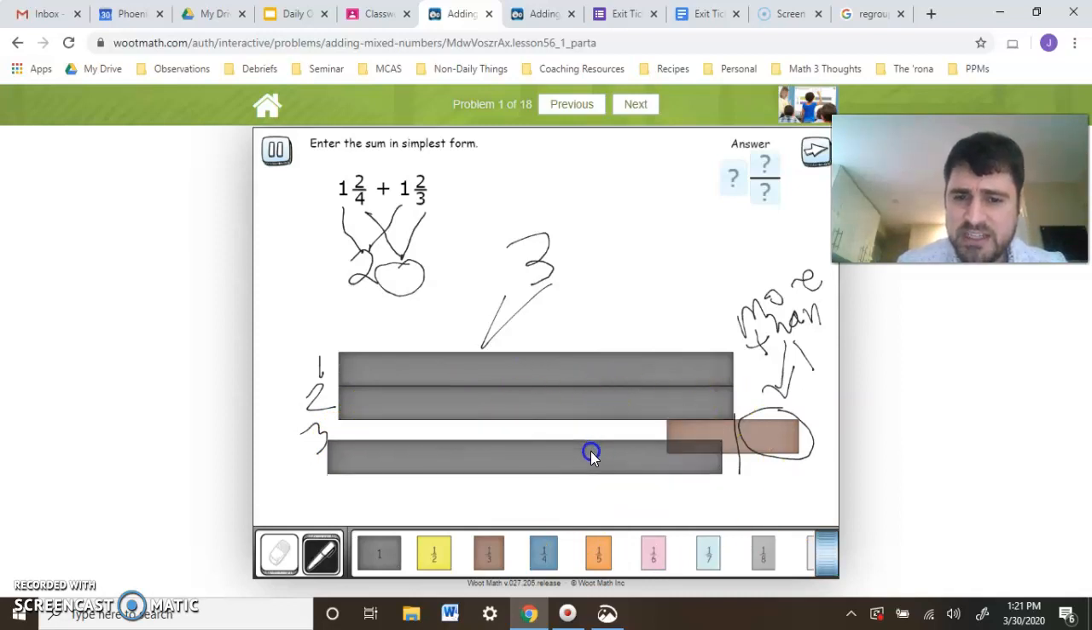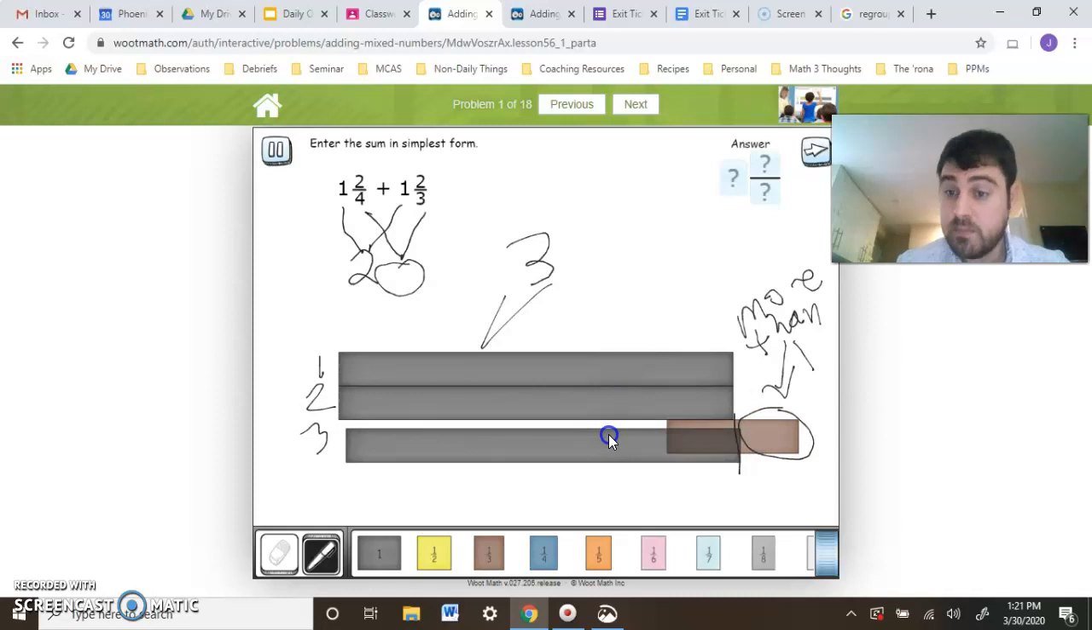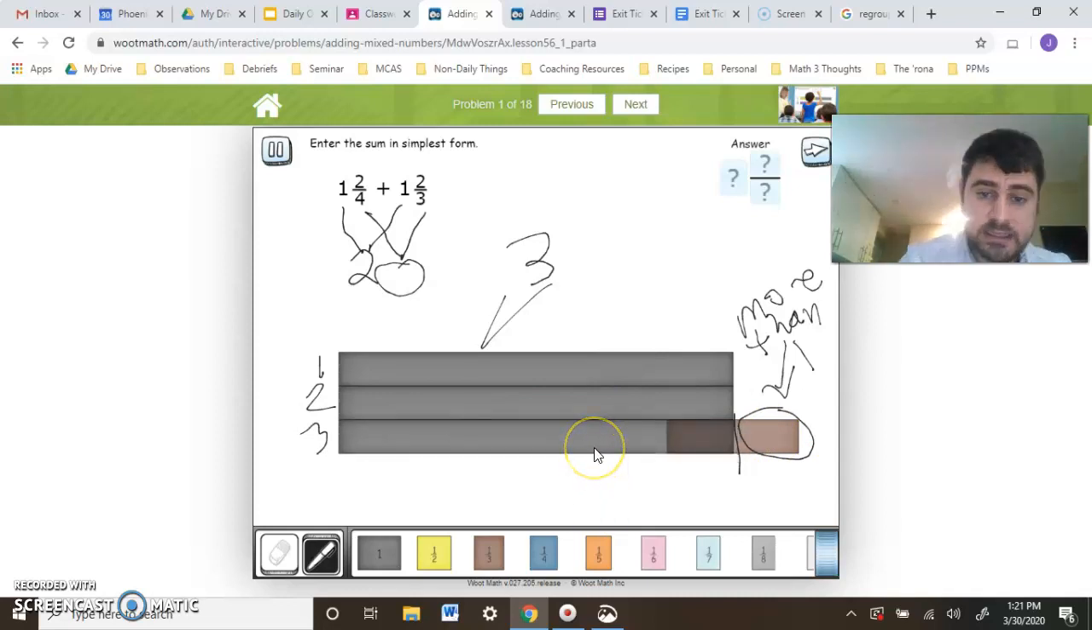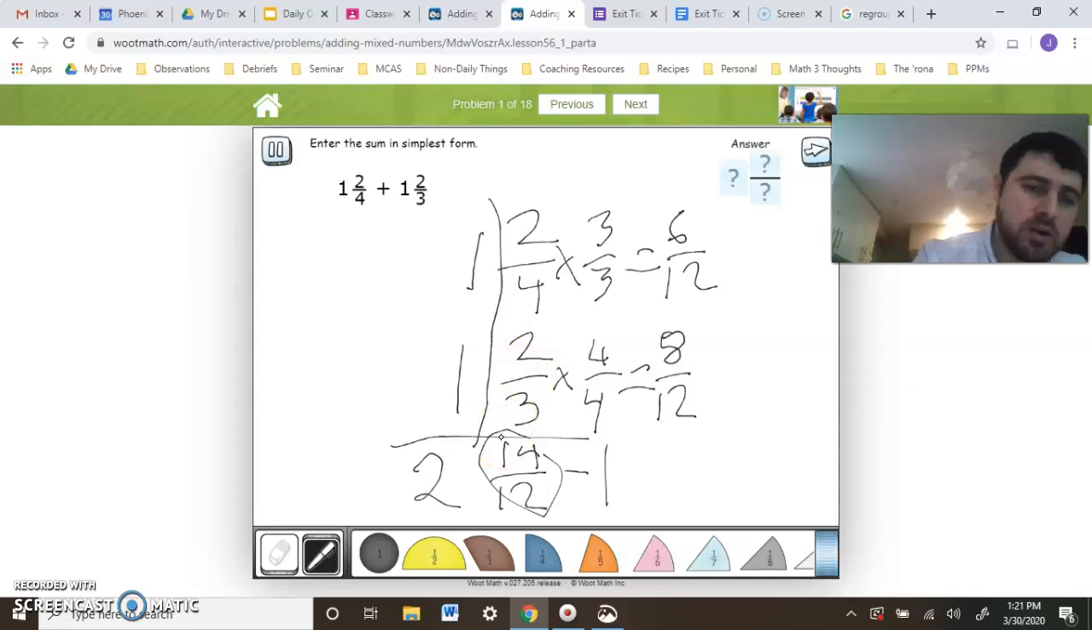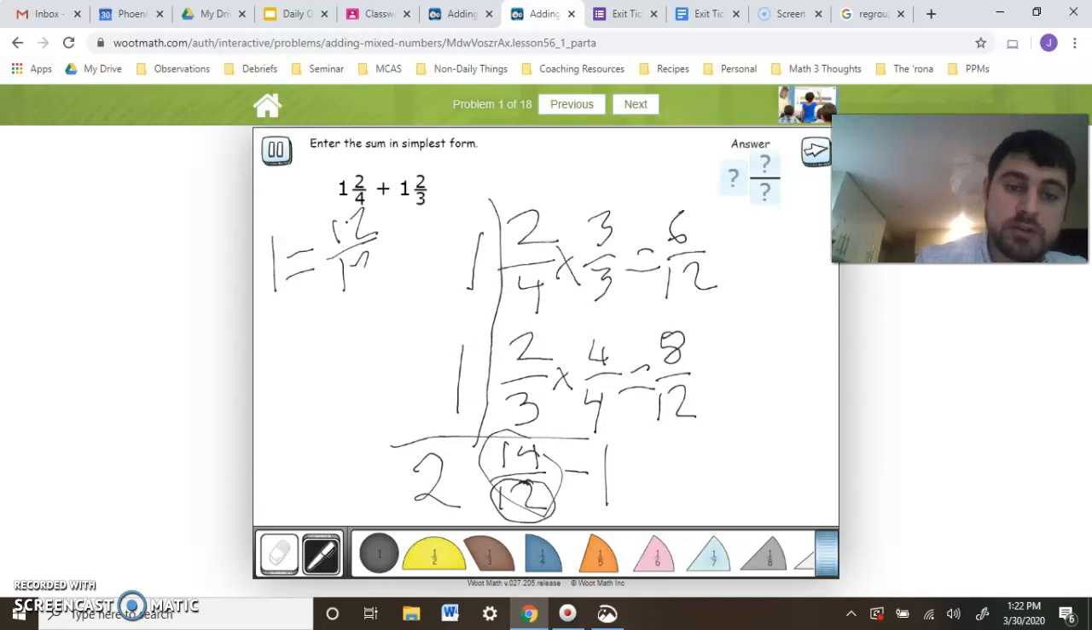Now, this is equal to what? That's right. This is equal to 1. Now, if I want to take away this 1 and leave just this space, I can only take it away if it's in a fractional form. Now, if I want to subtract 1, what does 1 equal in terms of our denominator? That's right. 1 is equal to 12 over 12.